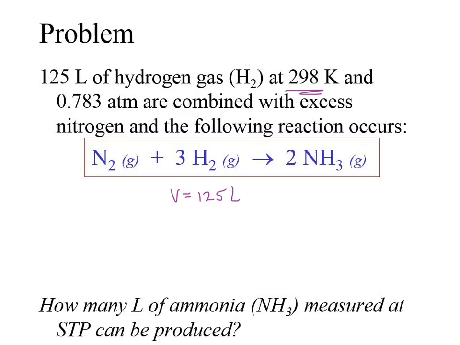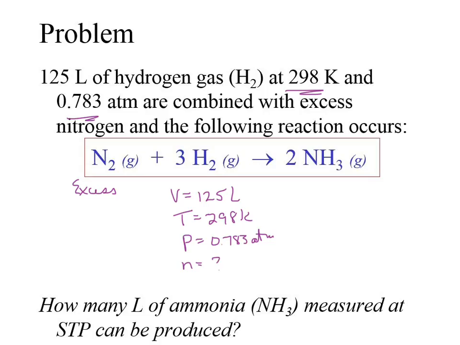And it goes ahead and gives me the temperature of the hydrogen gas, already in Kelvin for us, yay. And it gives a pressure, okay, 0.783 atmospheres for the H2 gas. It says nitrogen is in excess, which is great. And so N, number of moles, isn't given, but guess what? I can get number of moles from volume, temperature, and pressure. Now, actually, that's going to be where I start.